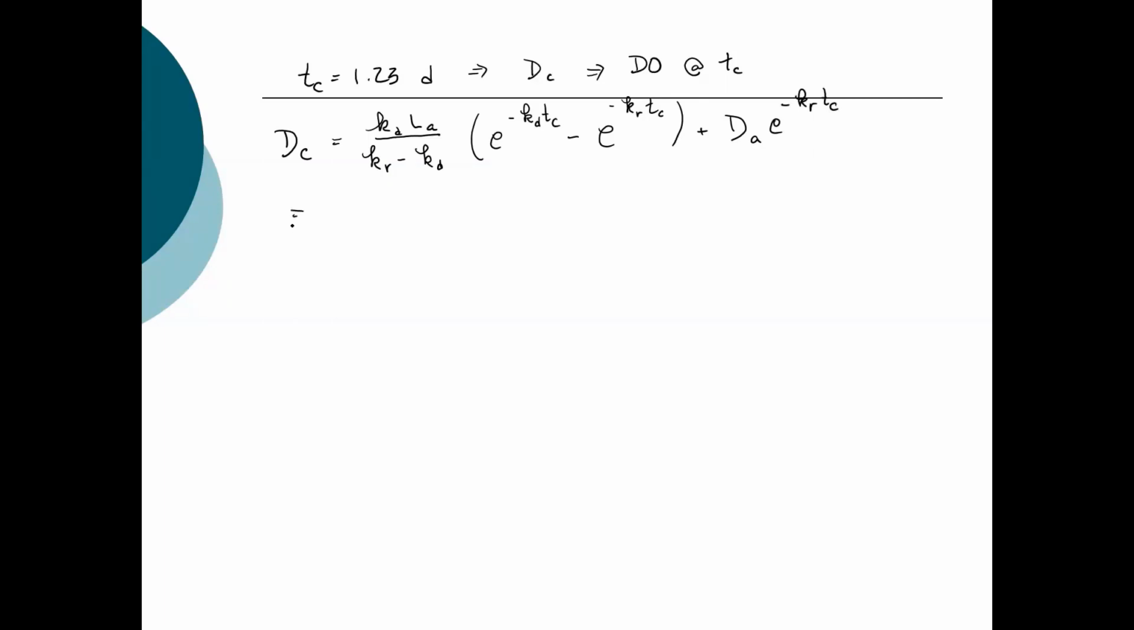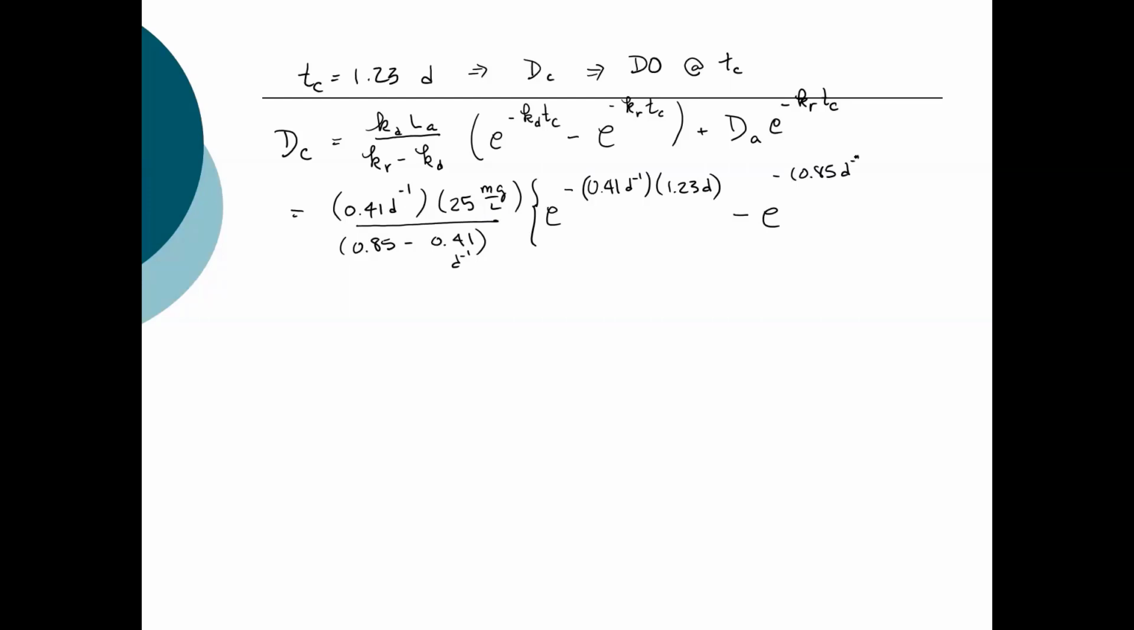So if we substitute in, we have 0.41 inverse days times the initial BOD, 25 milligrams per liter, divided by 0.85 minus 0.41 inverse days, times e to the minus 0.41 inverse days times 1.23 days, minus e to the minus 0.85 inverse days times 1.23 days, plus the initial deficit, which is 8.097 minus 4.1 milligrams per liter, times e to the minus 0.85 inverse days times 1.23 days.